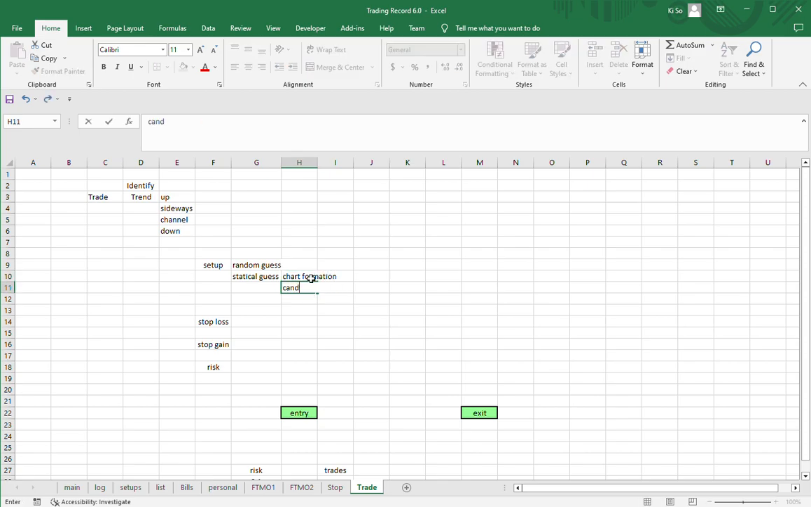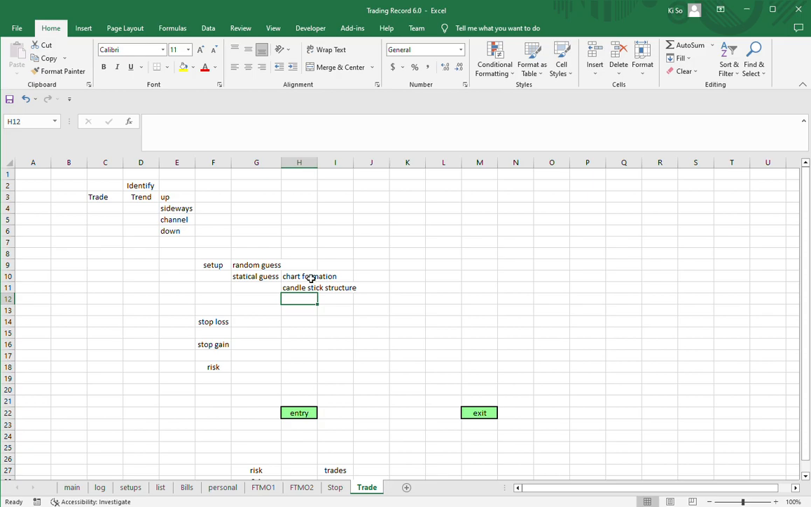That there's candlestick structure. And I need to figure out and define more of that in order to have a better statistical advantage of figuring out what the best strategy is.